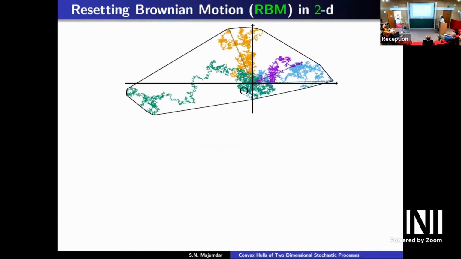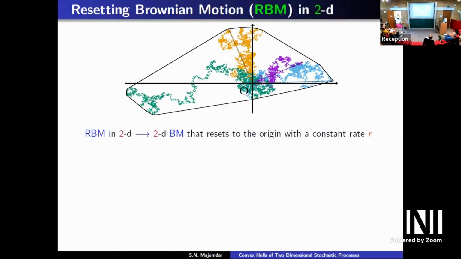And the other process we looked at recently was resetting Brownian motion. Resetting Brownian motion means you take a Brownian motion, and with rate R, you go back to the origin, and then restart the process. This has been studied quite a lot in the recent literature, in search phenomena and so on. And you can ask, if I take a resetting Brownian motion in 2D, what can I say? These different colors here represent the process after resetting. Initially it was going like this green color. After one reset, it goes with the orange color and so on and so forth.